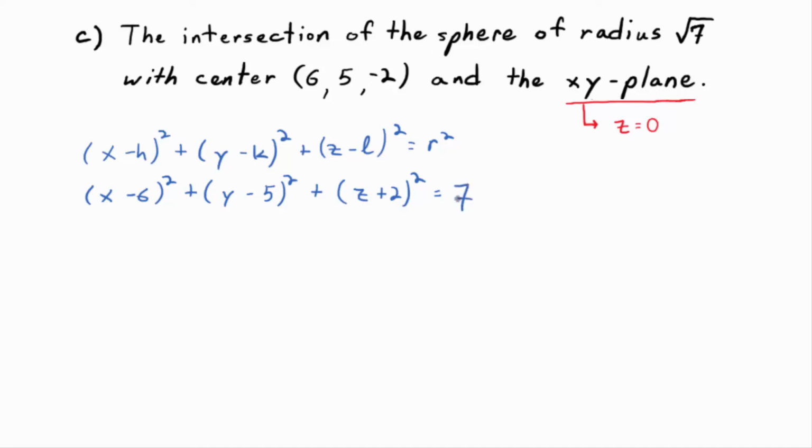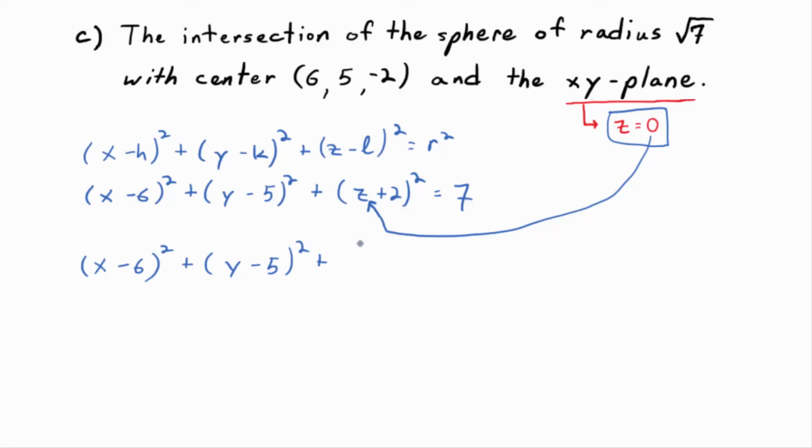Now that's the sphere. So how do we get the intersection curve? We're going to plug in z equals 0 there. Now, it's still going to be in R3, but it's going to be a circle in R3 so that the z coordinate of every point of the circle is 0. But I'll talk about that in a second. So we get (x minus 6) squared plus (y minus 5) squared plus what? If we plug in 0 plus 2 squared, or 4, equals 7. And again, this is with the assumption that z equals 0.